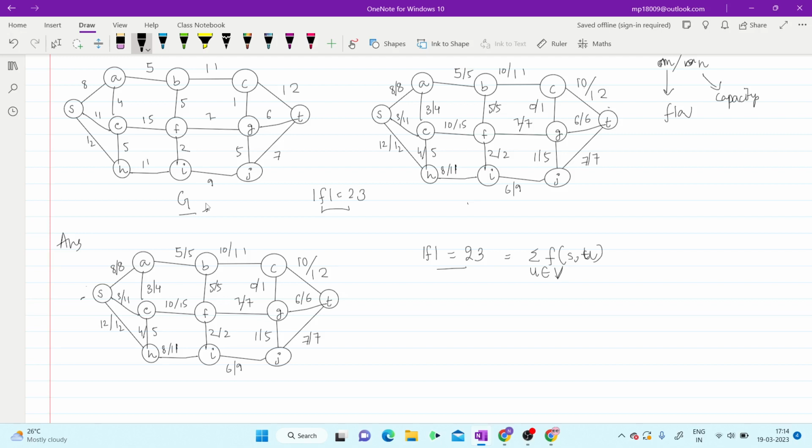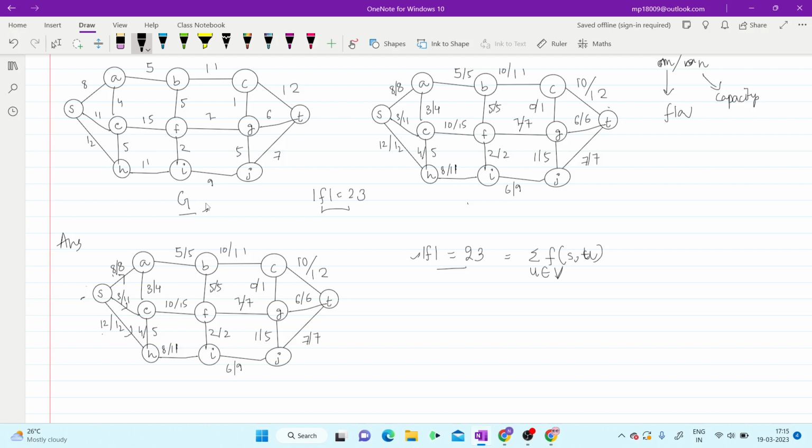From source we can give, ma'am, from S to A, S to E, and S to H. Yes, good. So S to A is the direction, S to E is the direction, and S to H is the direction. Now we see the flow value is 23: 8 plus 3 is 11, plus 12 comes out to be 23. So this is satisfied, and these three directions are indeed correct.